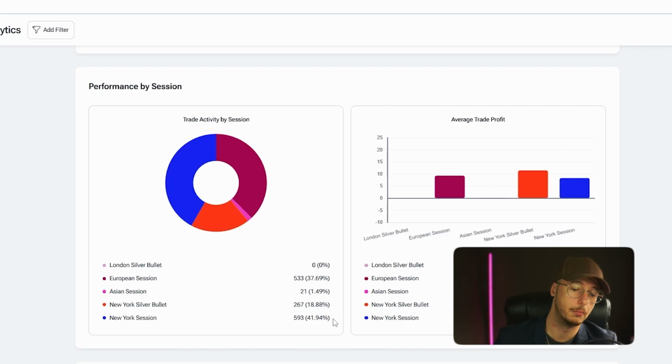So what does this mean? I maybe should focus more on the London session, but obviously in this case it's quite equal. But if we see a big difference, then that could be a nice hint to improve our strategy.